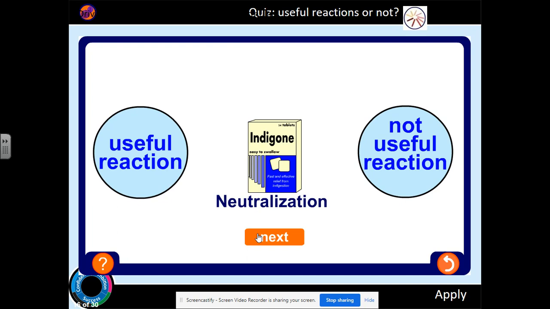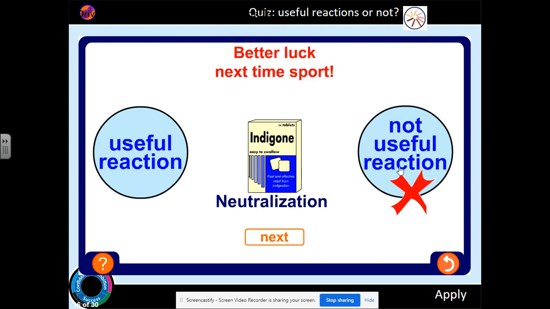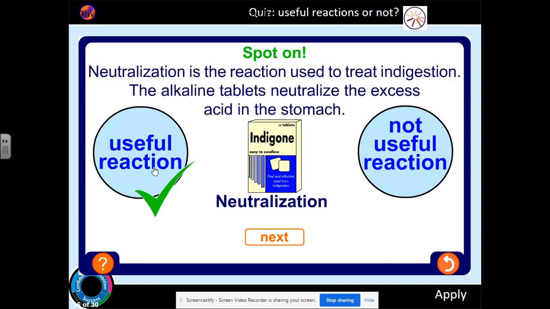Neutralization. Is it useful or not useful? What do you think? Let's go for not useful. Better luck next time, sport. It's useful. Neutralization is the reaction used to treat indigestion.